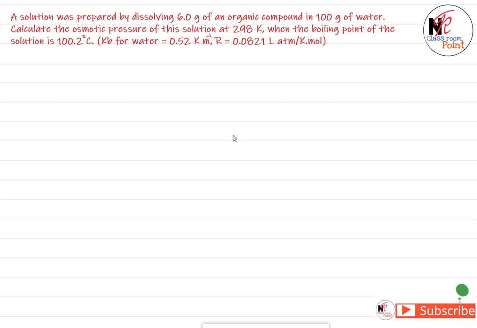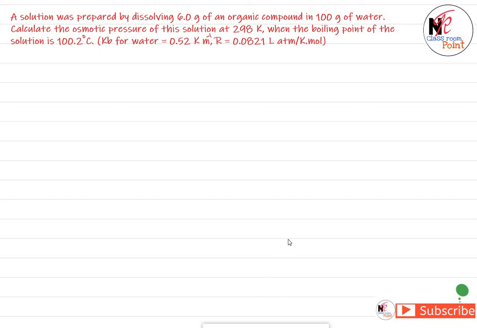the solute, because according to the given data, the mass of the organic compound is given as 6 grams. Volume of the water: for water, mass is equal to volume, because the density of water equals 1 gram per ml. So that is the reason why 100 grams of water means 100 ml.